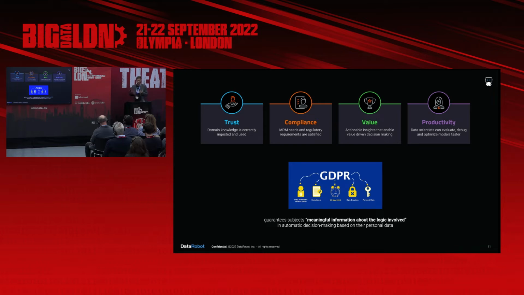The second one, compliance. So some of our most prolific sectors for DataRobot are those where they're highly regulated, because we offer incredible amounts of insight and automated documentation when it comes to model governance and compliance.